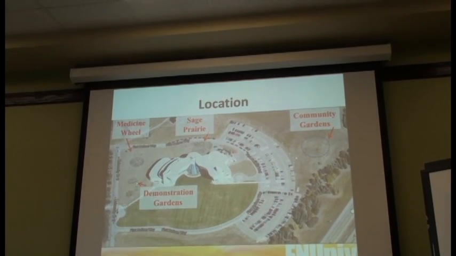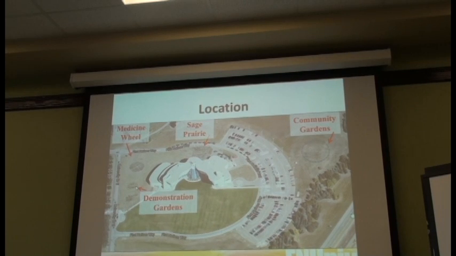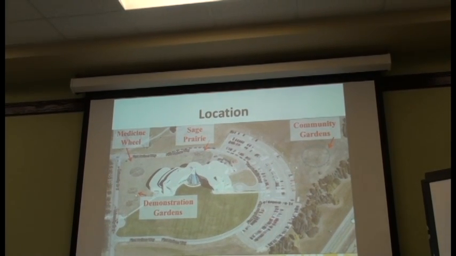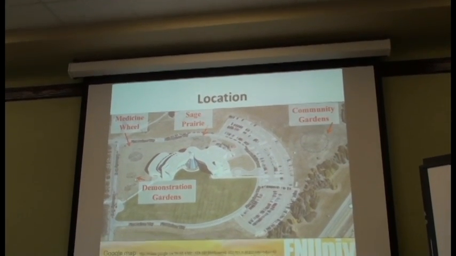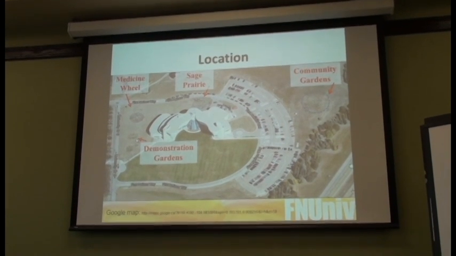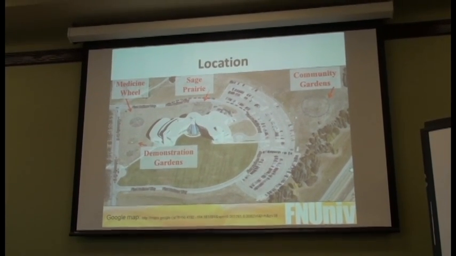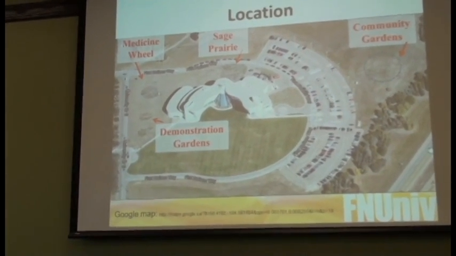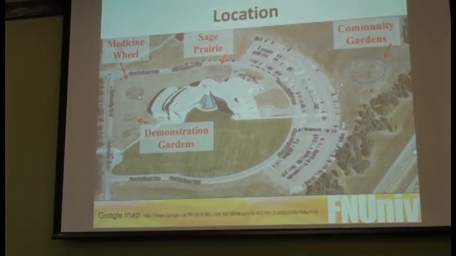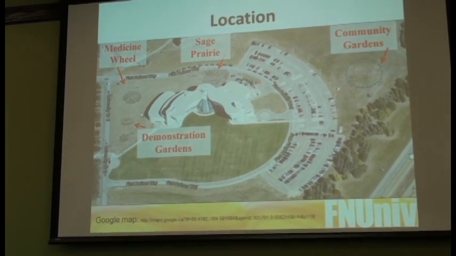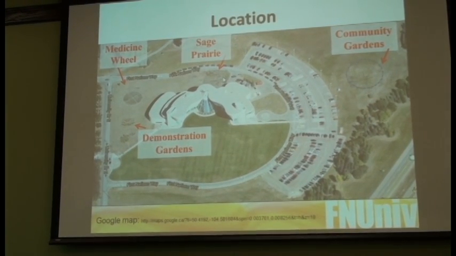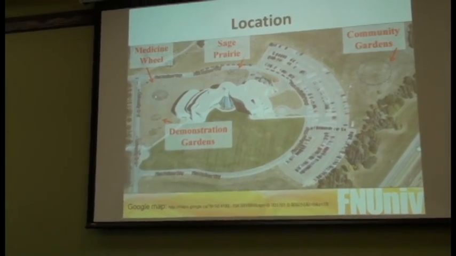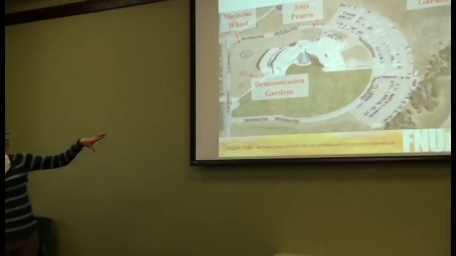This is where sometimes we have workshops. We talk about native plants, and people who are interested in planting native plants in their backyard can see what the plants look like. And we also have a medicine wheel at the university. I think the picture was taken during the fall. That's a nice picture because we see everything. We see the different structures.